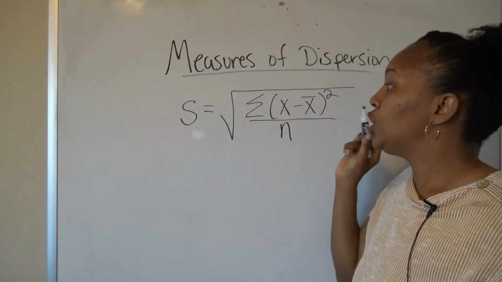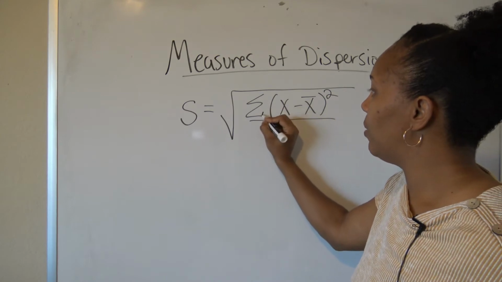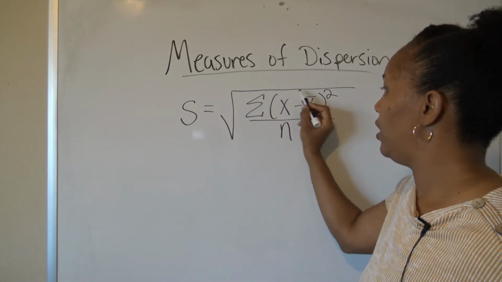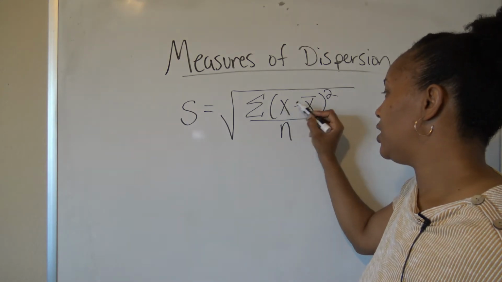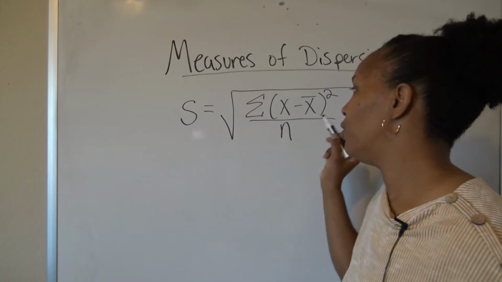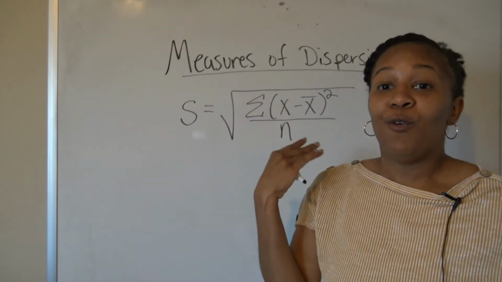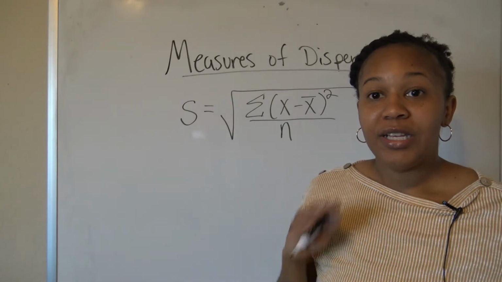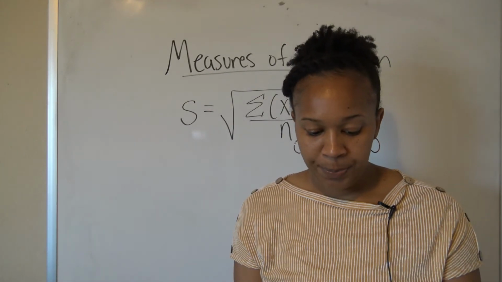So the standard deviation is equal to the square root of the sum. This is the summation symbol. That means you want to add up all of these things right here. So you take the difference between each data value and the mean, squared, take the sum of all of those, divide it by n, and take the square root of it. There's a lot going on in the formula, so we're going to break down the standard deviation step by step.